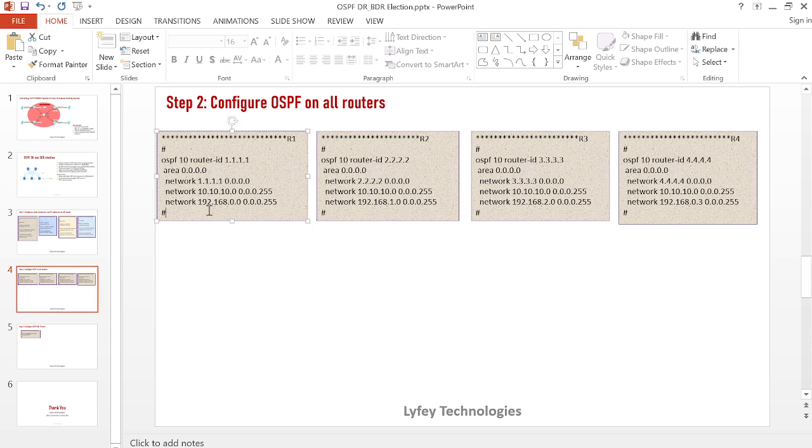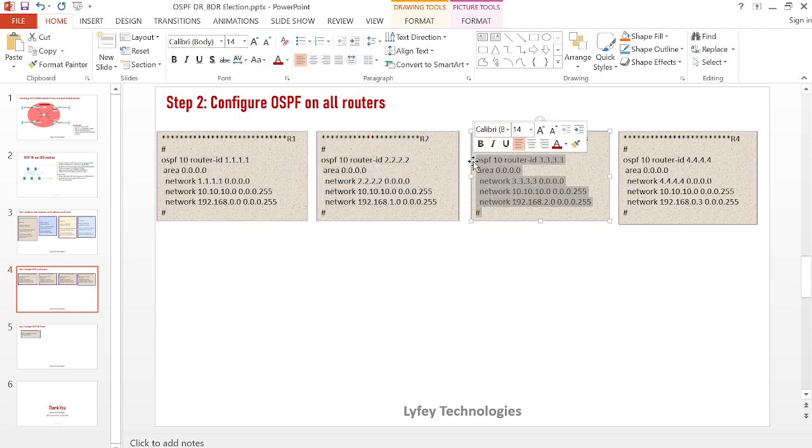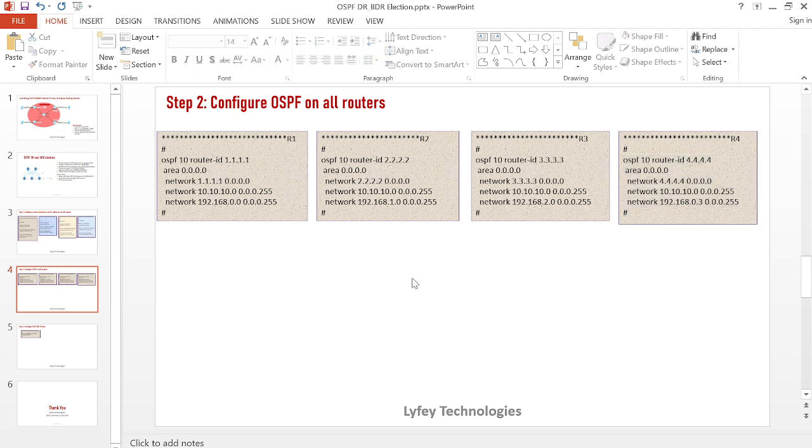So once we have finished configuration, we can now verify our OSPF adjacencies on different routers. Remember, we haven't done anything on the DR or the BDR election process. But as I've mentioned before, the routers themselves have a mechanism of selecting the DR and the BDR. That's why we have mentioned the DR priority and the interface IPs. The one with the highest will be selected as the DR.